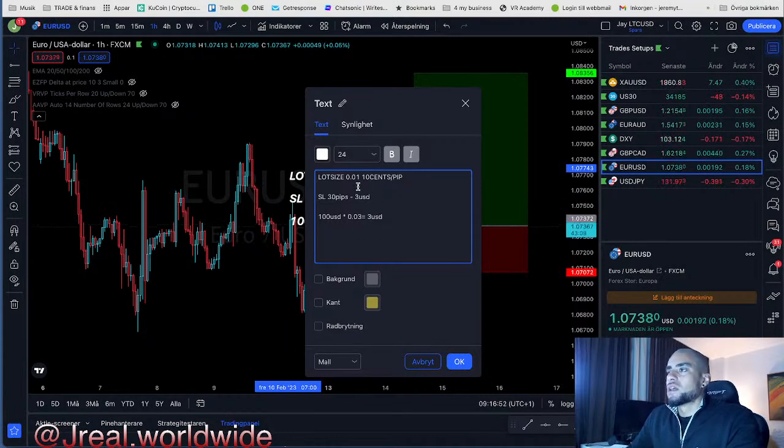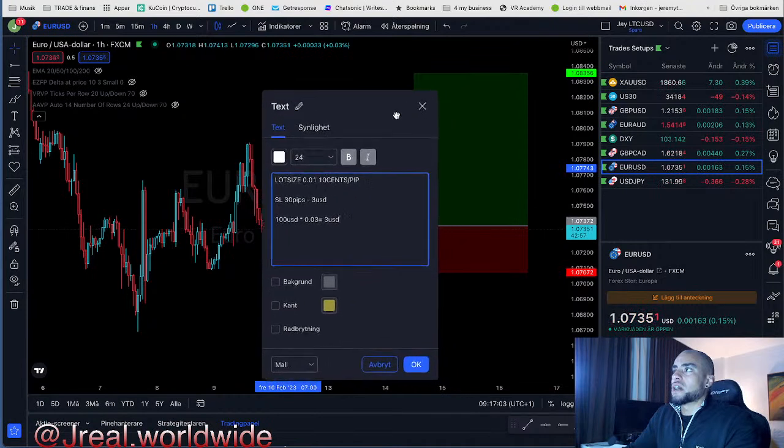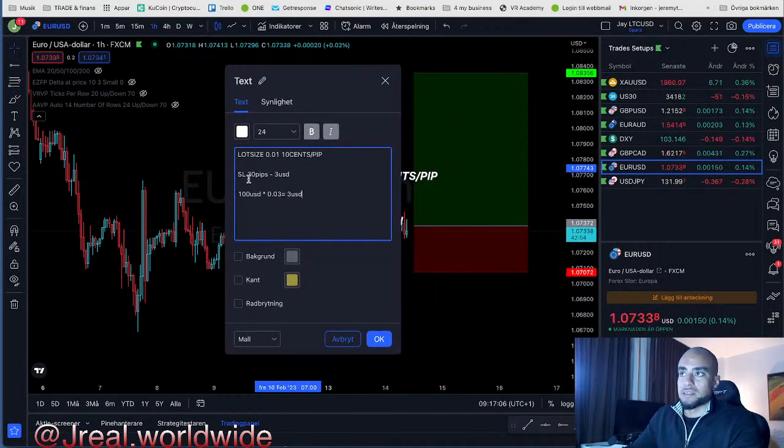Recap. You're trading a $100 US account. You use lot size 0.01, which is 10 cents per pip. You are looking at a trade with a 30 pip stop loss. 30 pips times 10 cents is $3 US. That means that you are risking $3 US per trade. So in this case, you are at the maximum level of risk that you want to take, but you're still within the range of 1 to 3% risk.